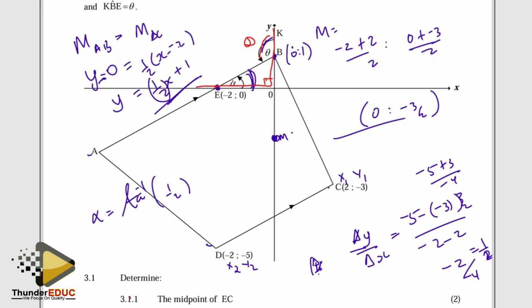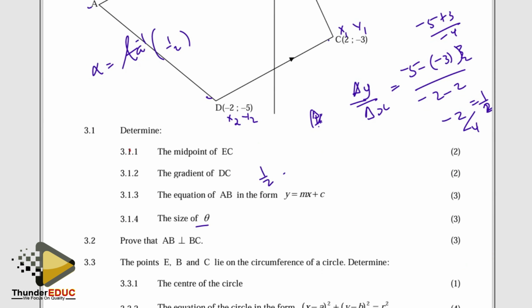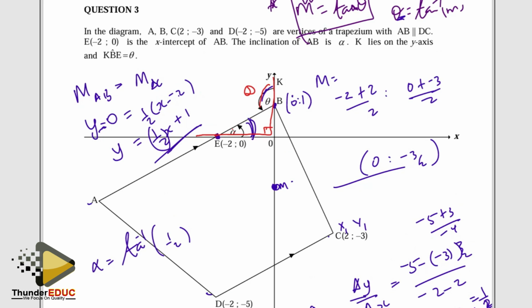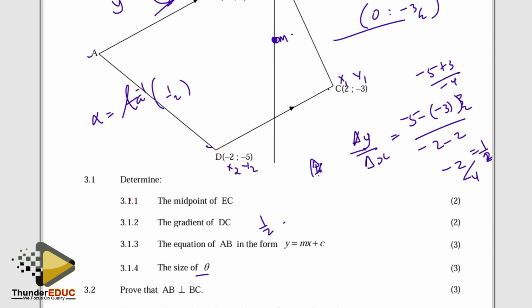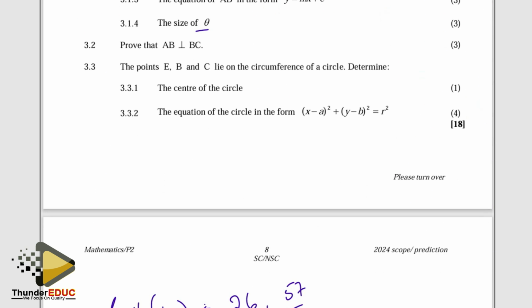AB is perpendicular to BC. Now, the coordinates of B, you have to state them first, because you have the equation of the line, you have the y-intercept as 1, and all of that. Please do not tell us that the angle is 90. The question is asking you, can you prove why that angle between the two lines is 90?